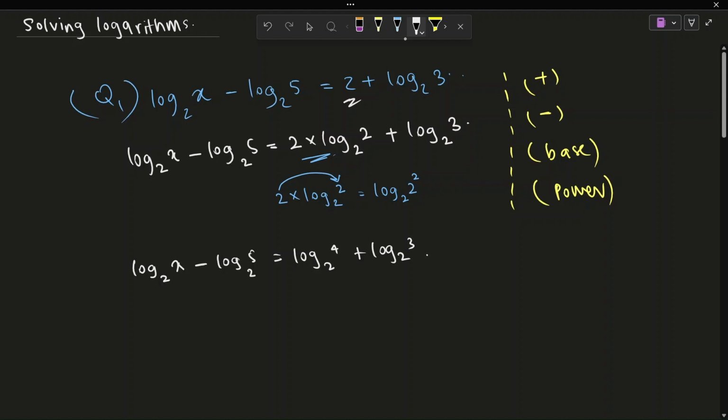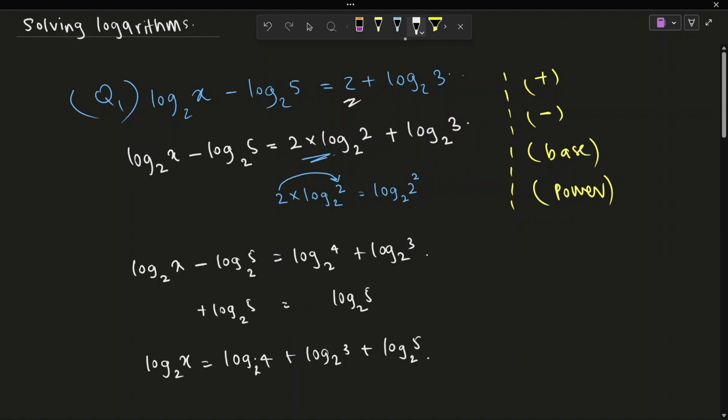Now comes the simplification part. Since there's an x in the first logarithmic section, we're going to separate all of these terms. We're going to keep the x on one side and take the others to the other. So to do that, I'm going to add log 5 to the base 2 on both sides, and we're going to get log x to the base 2 equals log 4 to the base 2 plus log 3 to the base 2 plus log 5 to the base 2.